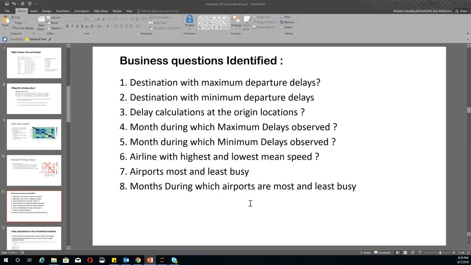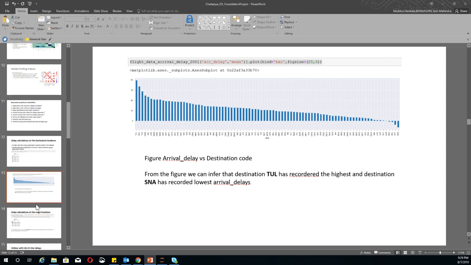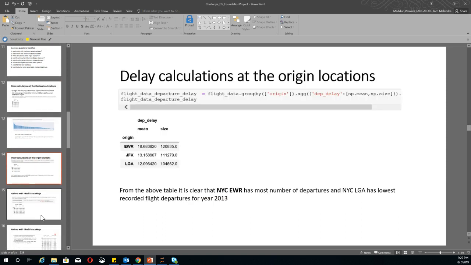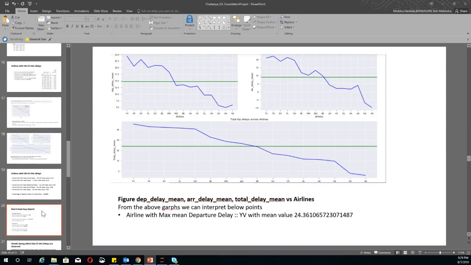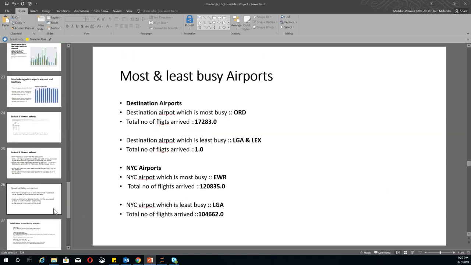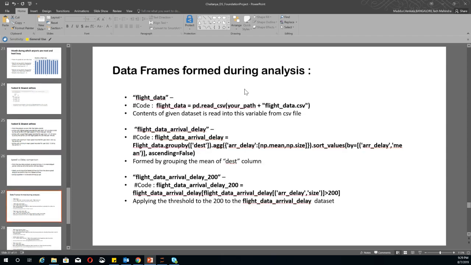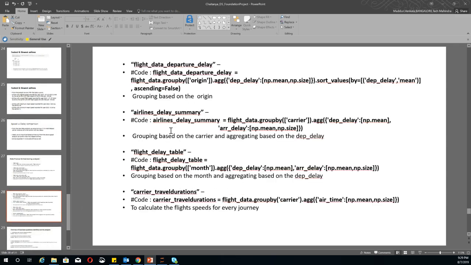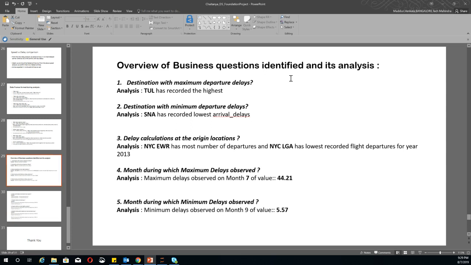The same has been interpreted in this PowerPoint presentation, where we have explained in detail what observations were made and what business questions were answered. The data frames we created as part of this analysis are listed here. There are in total 8 data frames created for analyzing each business question. At the end we have highlighted, for each business question, what observations were made.